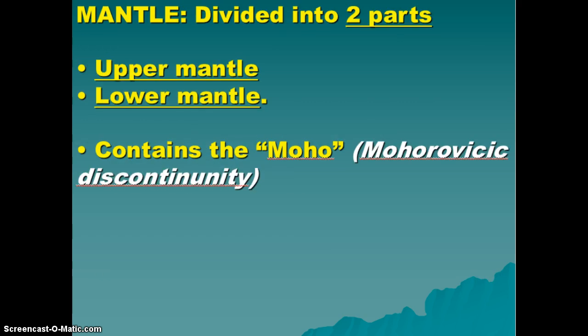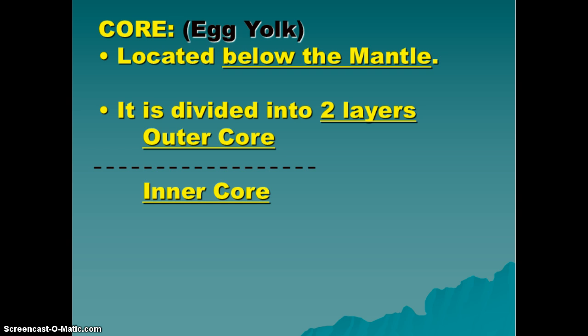The mantle is divided into 2 parts, the upper mantle and the lower mantle. This contains the moho, the Mohorovicic discontinuity, and we will talk more about this in class. Next, we have the core. This would be the egg yolk, located below the mantle. The core is divided into 2 layers, the outer core and the inner core.